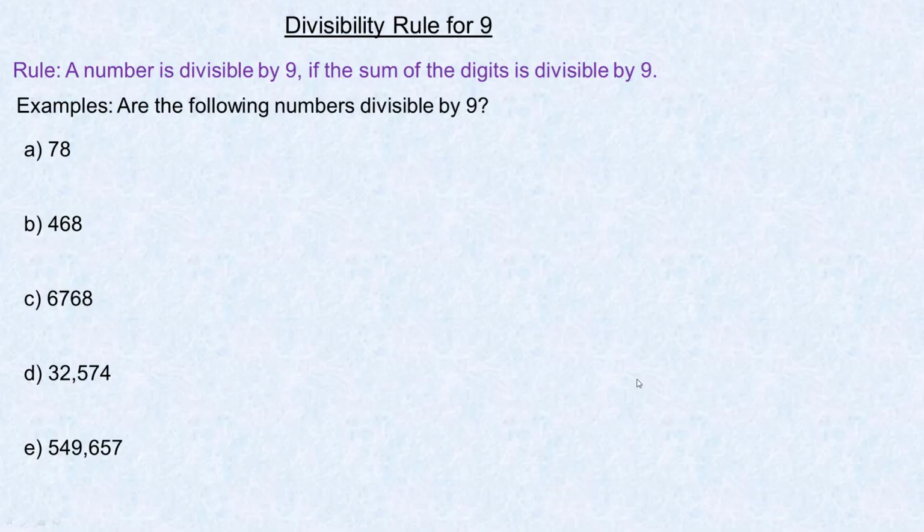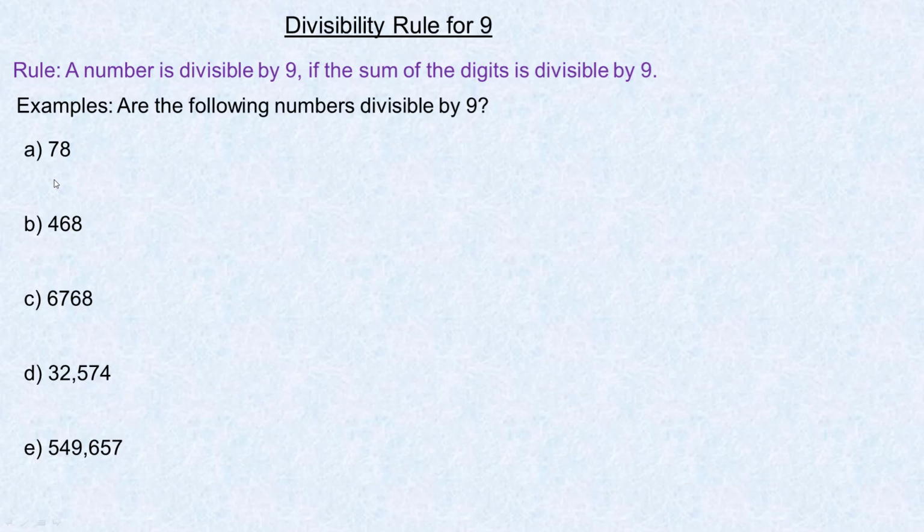This tutorial is about the divisibility rule for the number 9. So first of all, the rule itself: a number is divisible by 9 if the sum of the digits is divisible by 9. It's a very similar rule to that for 3. If you add up all the digits in the number and it's divisible by 3, then it's divisible by 3. So we're going to take a look at 5 examples here.